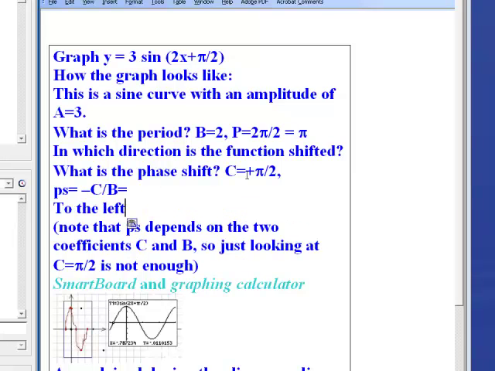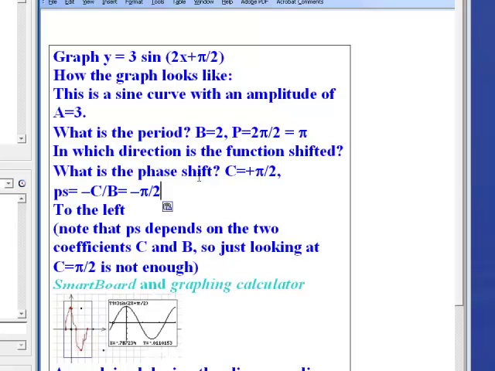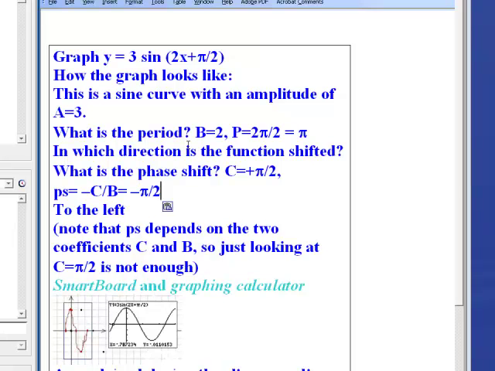I'll put it here. Because first, let's determine that c equals pi over 2. And then we have the phase shift is negative c over b. So we have minus pi over 2 divided by b, which is 2. So we're going to come up with negative pi over 4. And because of that negative, it's being shifted to the left.